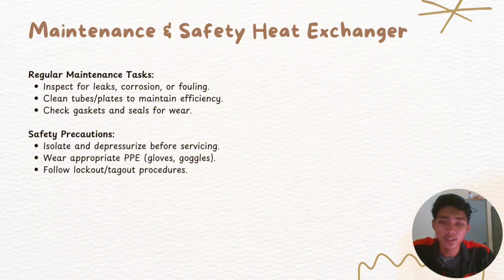So we move to the next slide. Maintenance and safety of the heat exchanger. The regular maintenance of a heat exchanger is to inspect for leaks, corrosion or fouling. The second one is clean tubes and plates to maintain efficiency, and the last one is check gasket and seal for wear. The safety precautions of the heat exchanger are: isolate and depressurize before servicing. The second one is wear appropriate PPE such as gloves and goggles. The last one is follow lockout tagout procedure.